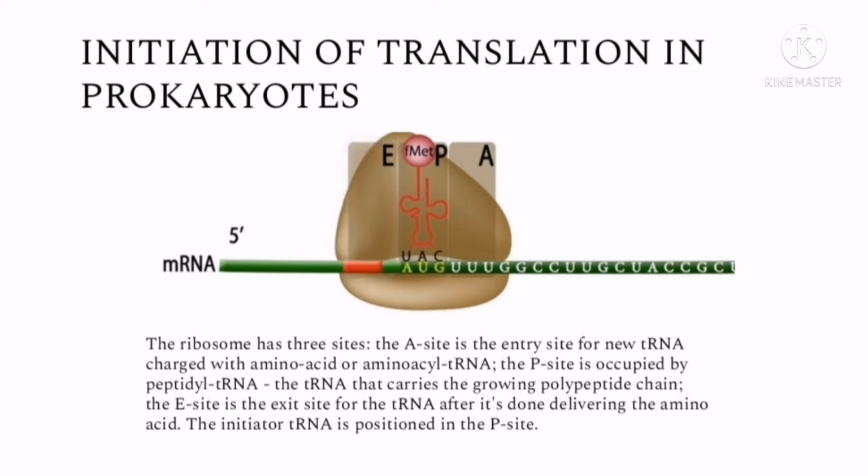So the explanation here is that the red figure, the peptidyl tRNA, which carries the growing polypeptide chain, delivers the amino acid. The first is the entry site, the A site, where the peptidyl tRNA will enter and then be positioned in the P site. Once positioned, it will deliver the amino acids required and then exit on the E site. So the process goes from right to left.